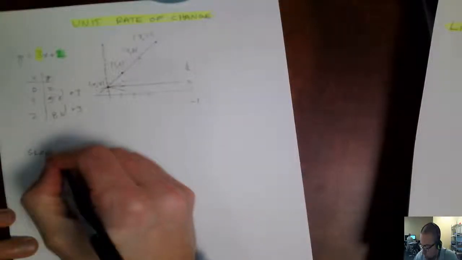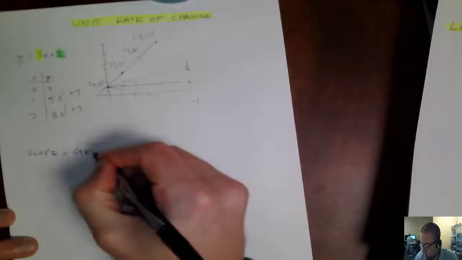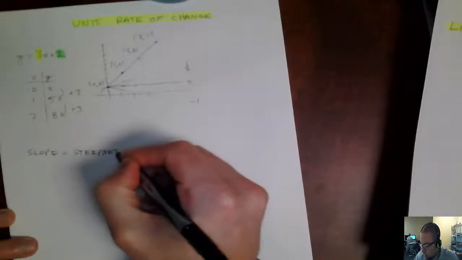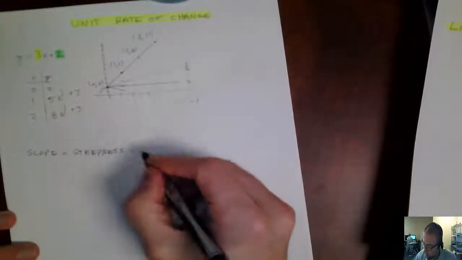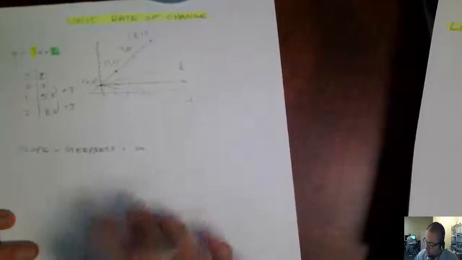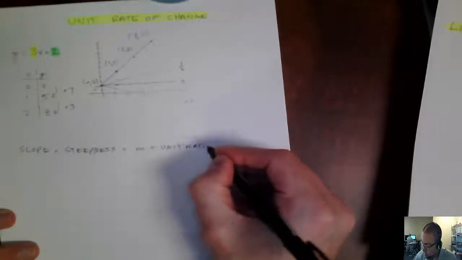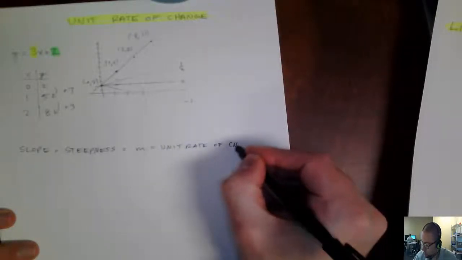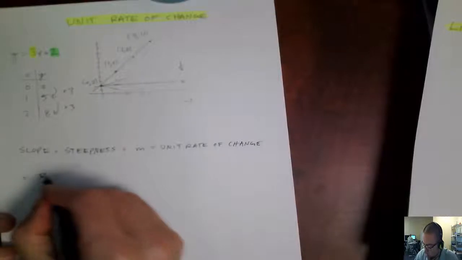So what do we call that? We call that the slope. And it tells you the steepness, right? The steepness of the line. And it's a unit rate of change. We call it m. The unit rate of change. Some people like to think of it as rise over run.